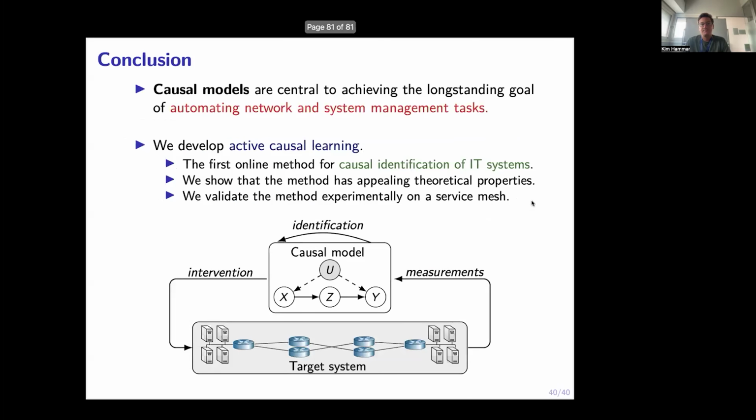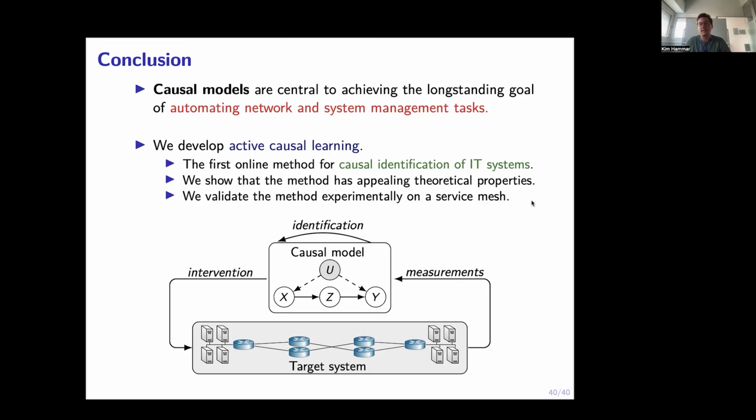So in conclusion, we believe that causal models can enable us to build network systems with a higher level of automation, reliability, and predictable service quality. We have developed a new method for online learning of causal system models, which consists of three main steps. We define the causal structure in a causal graph, we estimate the causal functions using Gaussian processes, and we collect more data using a rollout-based intervention policy.